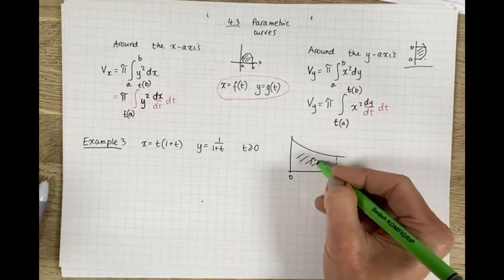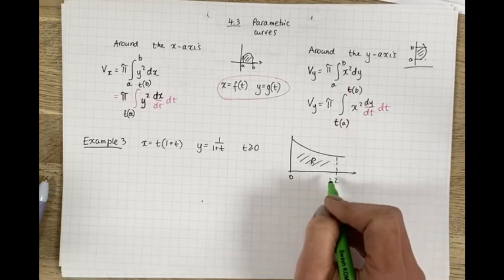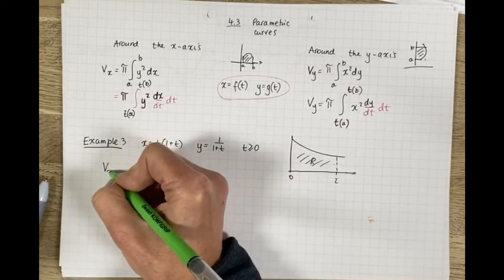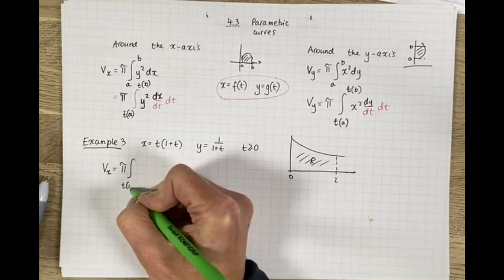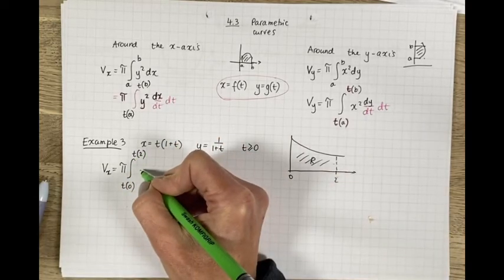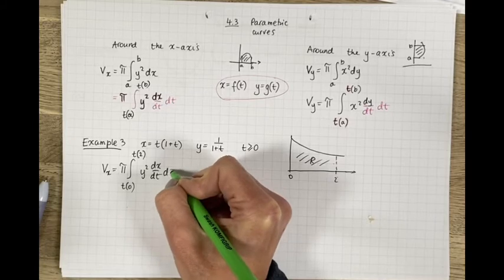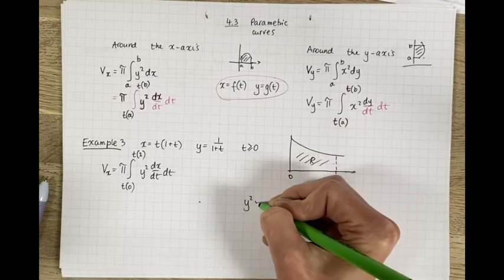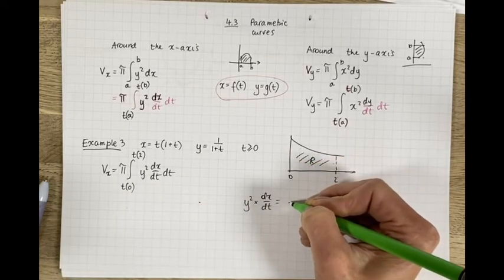This region R between the limits 0 and 2, notice these are x values, is going to be rotated around the x-axis through 2 pi radians. So the formula around the x-axis is going to be pi times the integral, where we use our t values when x is equal to 0 and when x is equal to 2, those are the limits, and you're going to do y squared and then dx/dt dt. So we'll have to find what y squared times dx/dt is. Let's just do it here and then sub it back in and integrate.